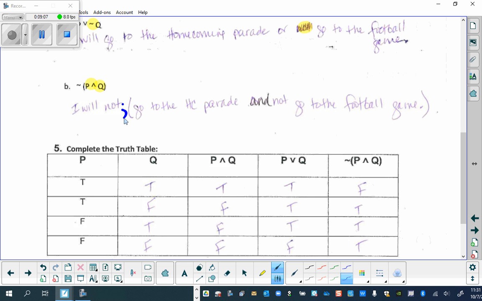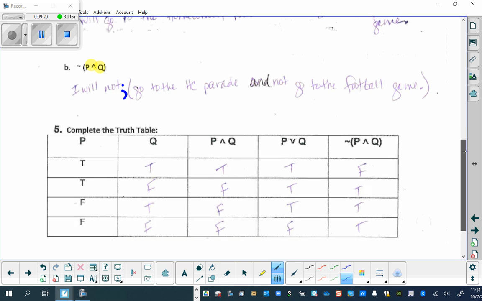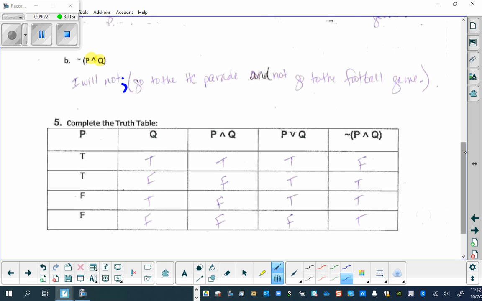I will not go to the homecoming parade and not go to the football game. So you will not have those combinations of things. It's confusing when you write it, which is why the truth table helps us out.